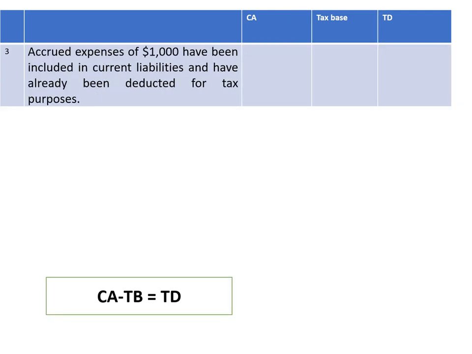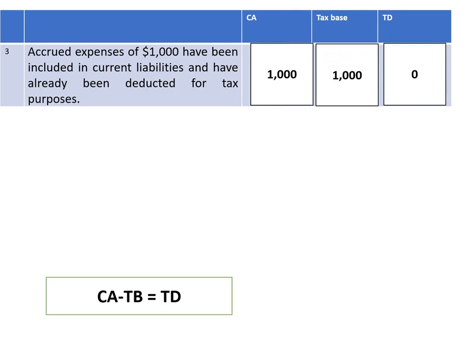Accrued expenses of 1,000 have been included in current liabilities, and they've already been deducted for tax purposes. So this is different from the other one where we said we had accrued expenses which will be taxed, which will only be recognized in future. In this case, we are saying they've already been recognized. Our carrying amount we've been given is 1,000. Our tax base is 1,000 as well.